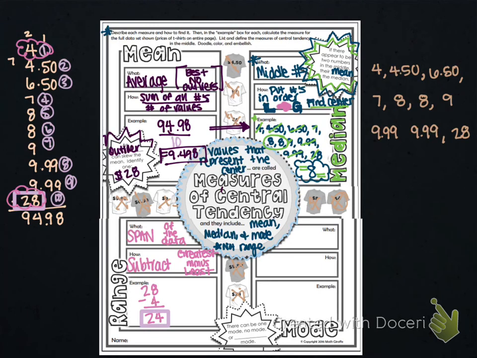So range and mode are the easiest to identify, but we also want to remember that range is not a central measure of tendency. It does not give you a middle or an average number or a middle measure. Okay, so range is just the span of the data. And then let's go ahead and go to mode.